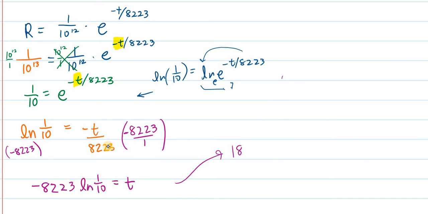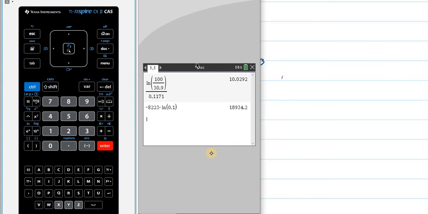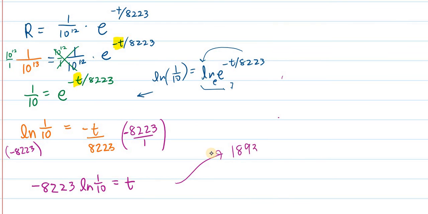So we get 18,934.157, which if we round to the closest thousand would be about 19,000 years old. Okay, for homework you have number 41, so why don't you go check it out?